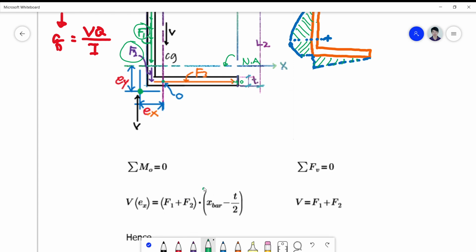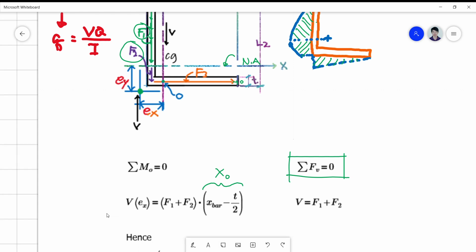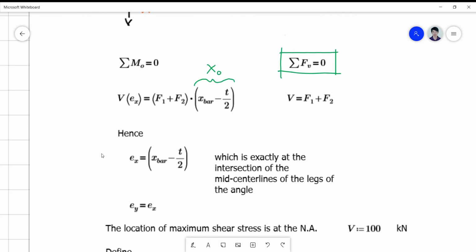Thickness. Okay, and actually this is the formula for our XO a while ago. Tama? Diba ito yung XO natin kanina? So, which means to say that if F1 and F2 is equal to V by way of trying to get the summation of forces vertical, then the solution is very, very simple. No? We don't have to worry about it.